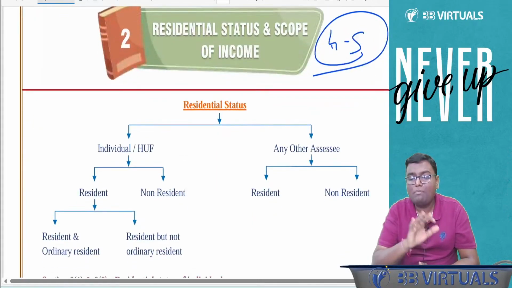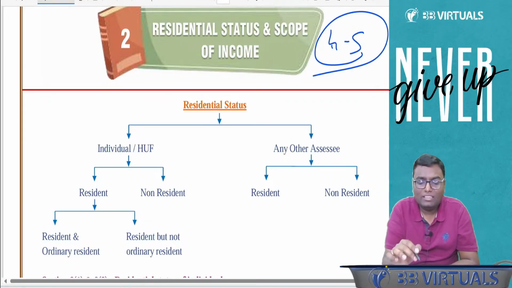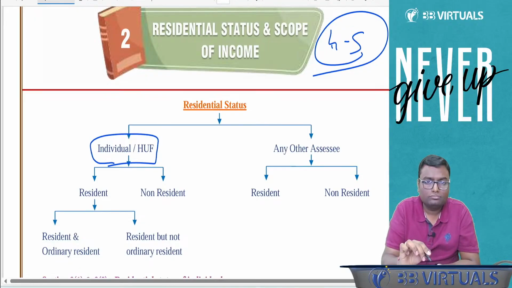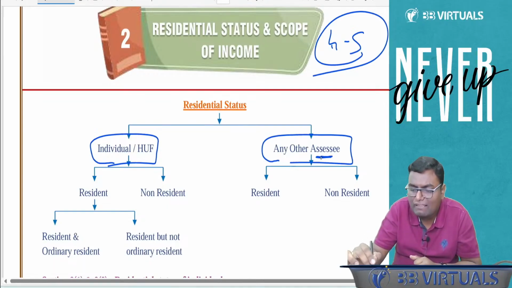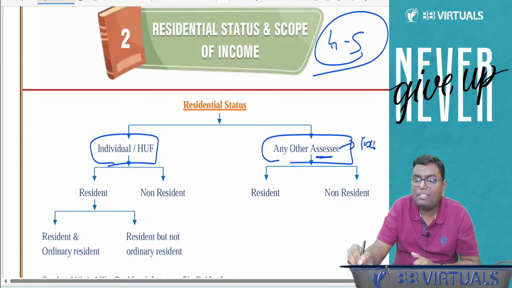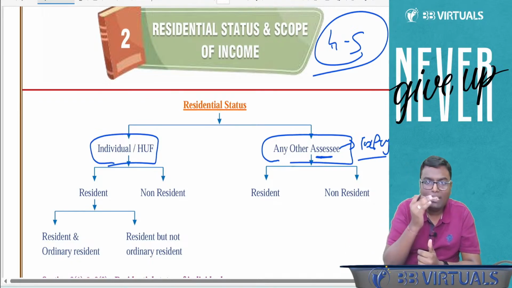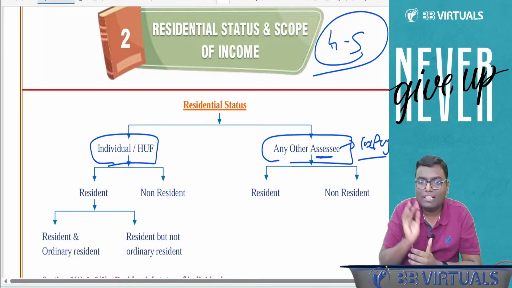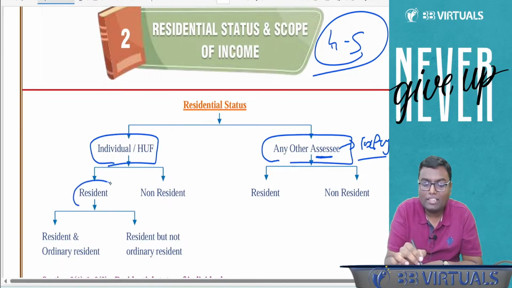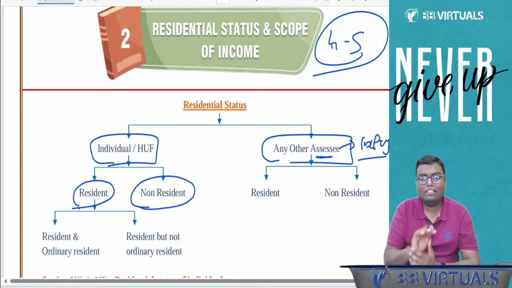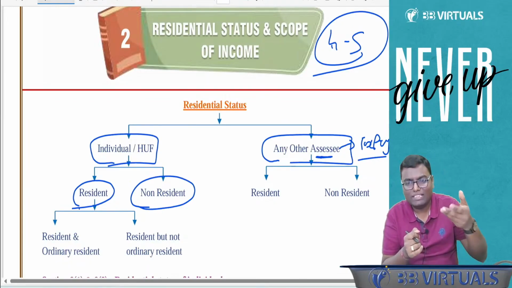Firstly, I have given a broad bifurcation over here. Either you can be an individual, HUF, or any other assessee. What is the meaning of this word assessee? Assessee means taxpayer. So either you can be an individual, HUF, or any other taxpayer. If you are an individual or HUF, you can be either resident or non-resident. That is the broad bifurcation. When you become resident and when you become non-resident, that is what we have to learn.